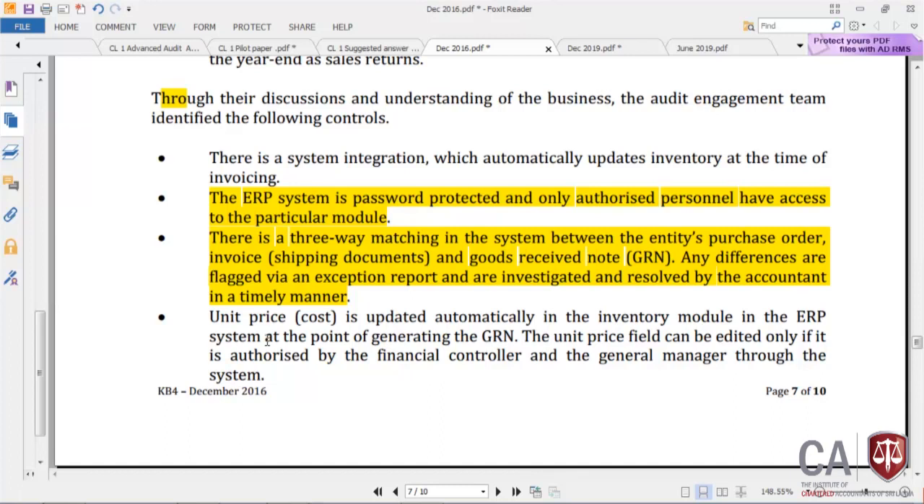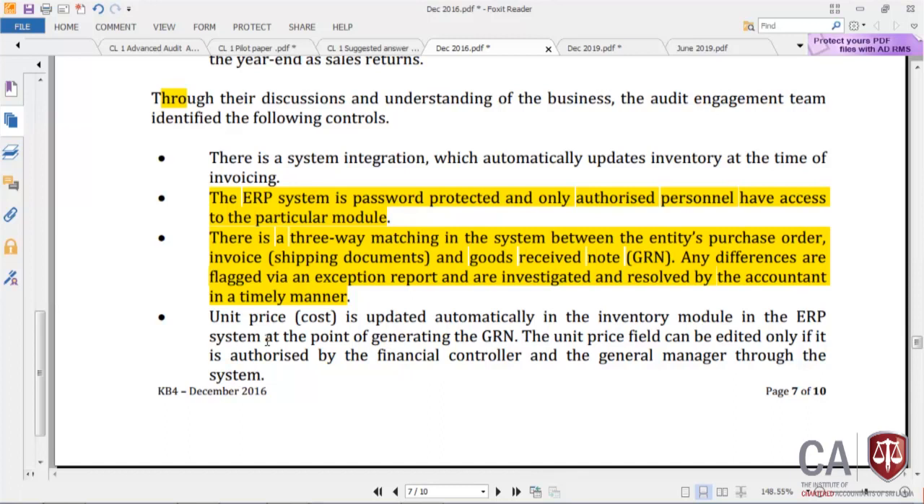The unit price field can be edited only if it is authorized by the finance controller and the general manager. So the unit price cannot be changed. Good examples are Food City, Cargills and Keells Super. When you use the barcode machine, the quantity can be changed, but the value cannot, so the unit price cannot be changed. It can be changed only if it is approved by the finance controller and general manager.